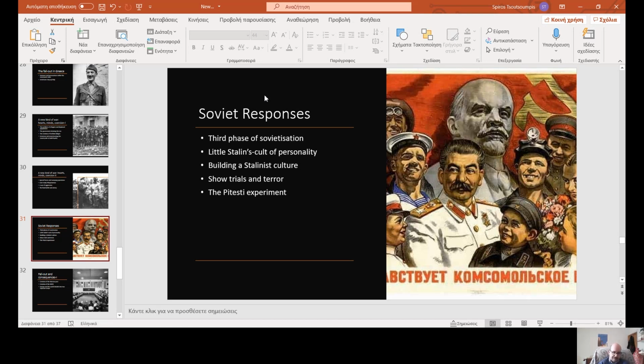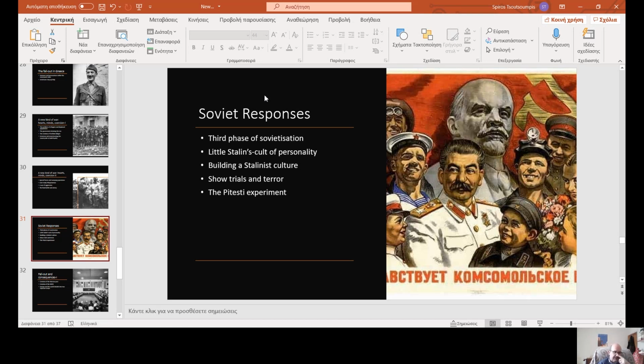The people who are put into power by the Soviets are Stalin copycats. They imitate Stalin and the Soviets in their style of government, and also in their policies as well. So they build their own cult of personalities, and they build the Stalinist culture. And also they use terror now. For the first time, they use show trials and terror to suppress any dissenting voices in their own countries.